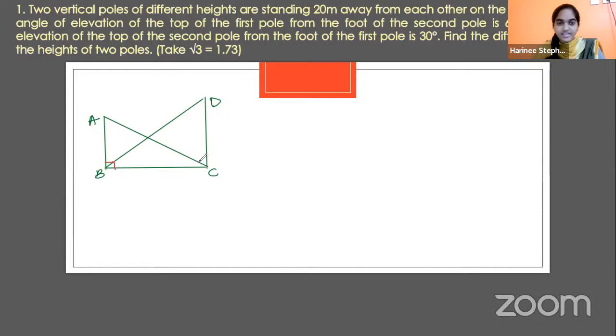This is obviously 90 degree because the poles are going to stand vertically. I mean, it is going to stand as an altitude towards the ground. Now, where do you think 30 comes and where do you think 60 comes? Let me name the angles. Angle ACB is one of the elevation angles and angle DBC is another elevation angle. So which one do you think is 30 and which one is 60? And why?